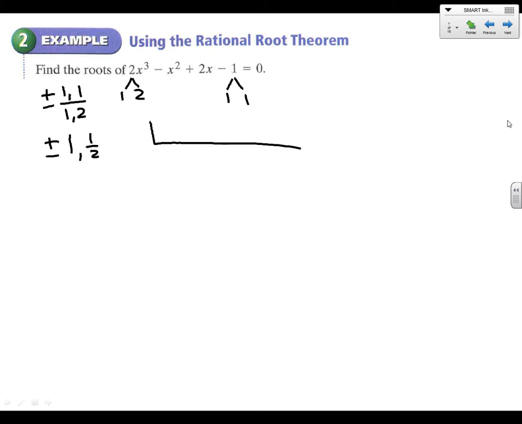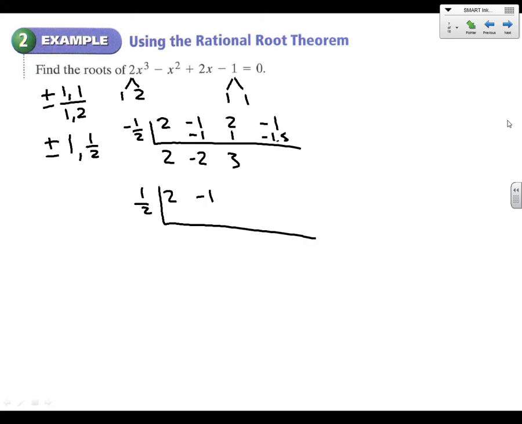So, we'll do some synthetic division. 2, negative 1, 2, and negative 1. And let's start off with the smallest one, negative 1/2. Let's see what happens. 2, that's going to be negative 1, that's going to be negative 2. Half of that is 1, that's 3, and that's negative 1/2. Nope, that doesn't work. How about positive half?